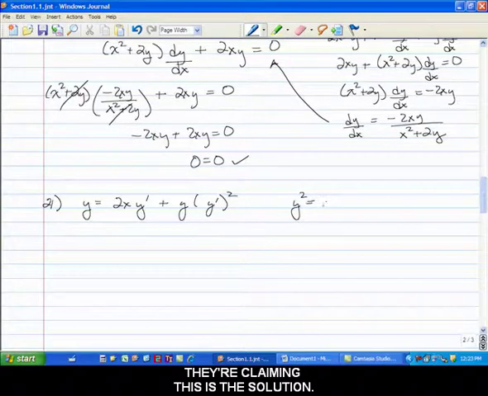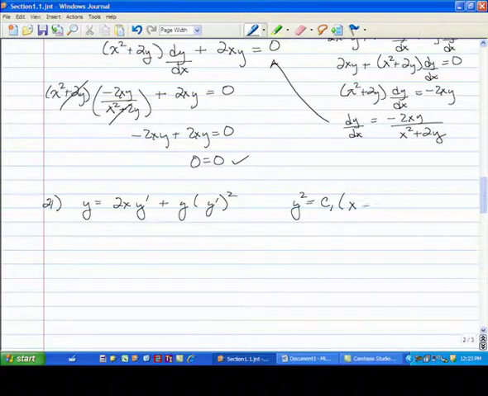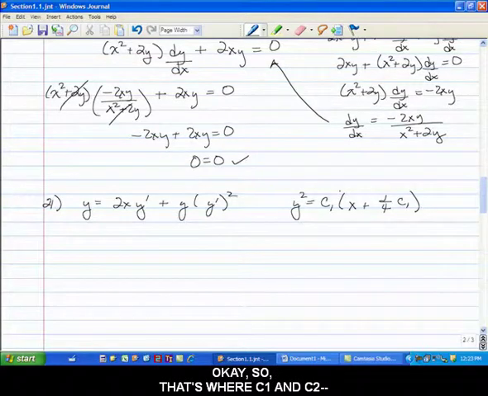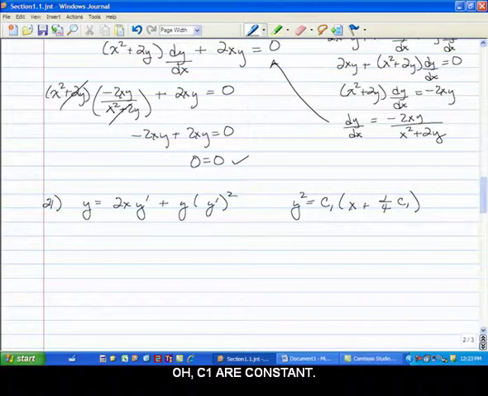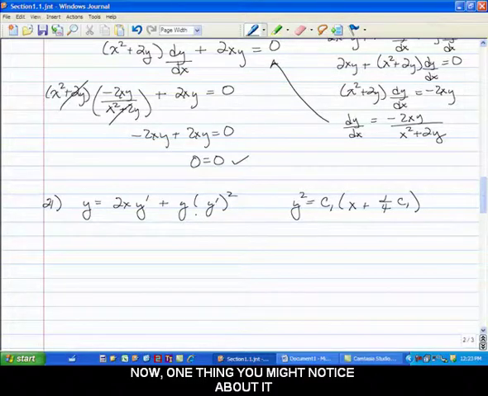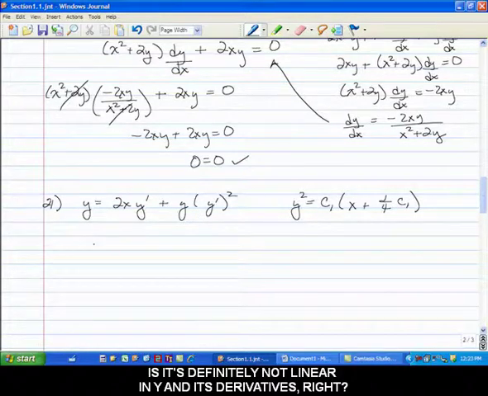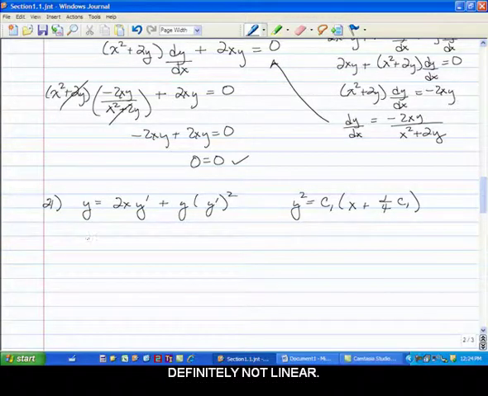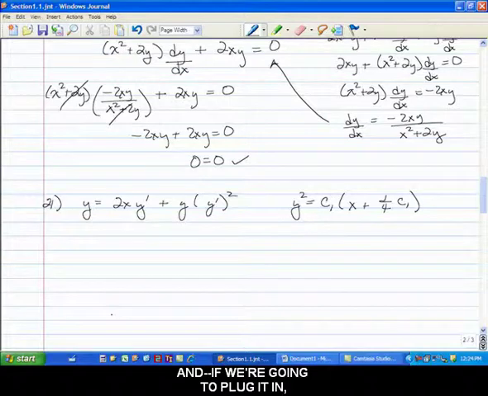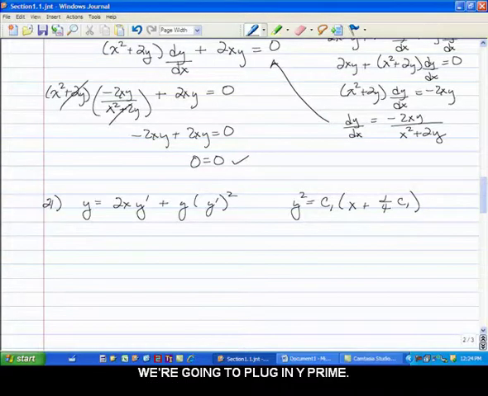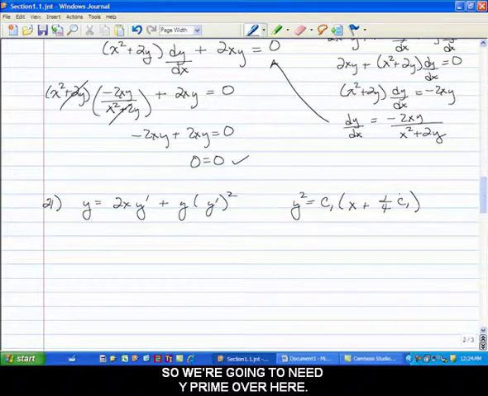They're claiming this is the solution. Okay, so that's where C1 and C2 are constants, so C1 is a constant on this. And so this is the differential equation. Now, one thing you might notice about it is it's definitely not linear in y and its derivatives, right? Definitely not linear. And if we're going to plug it in, we're going to need y prime over here. So I guess I'll go ahead and differentiate.